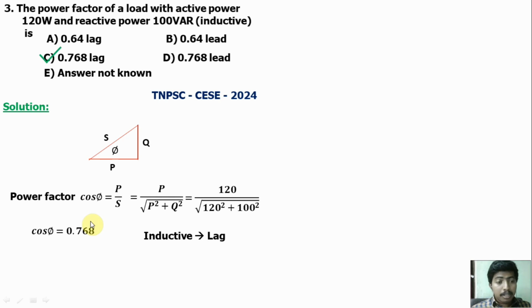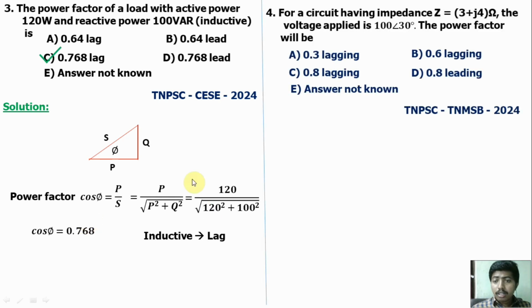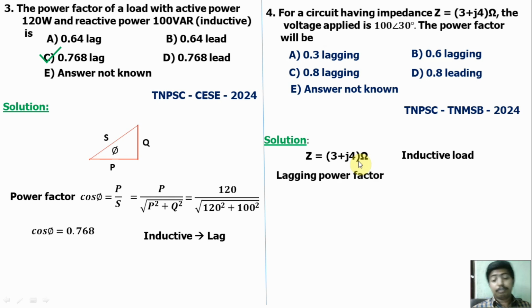Okay. Next, fourth question. This question is from TNPSC Tamil Nadu Municipal Water Supply Board Examinations 2024. Here impedance is given. We have to find power factor. Z value, impedance value is 3 plus j4. This is XL minus XC, this is R. If XL minus XC is positive, it means inductive load, lagging power factor.